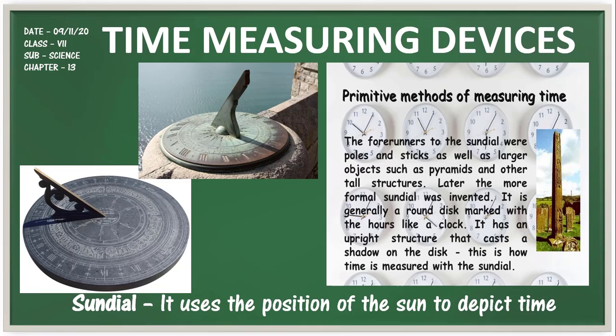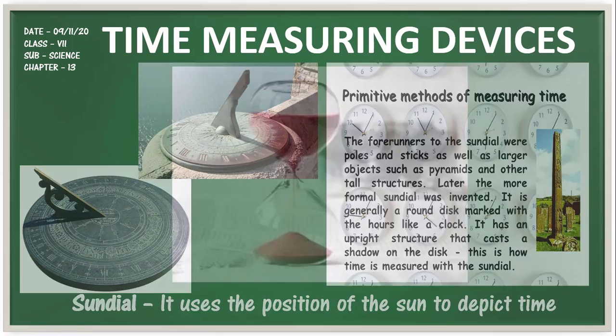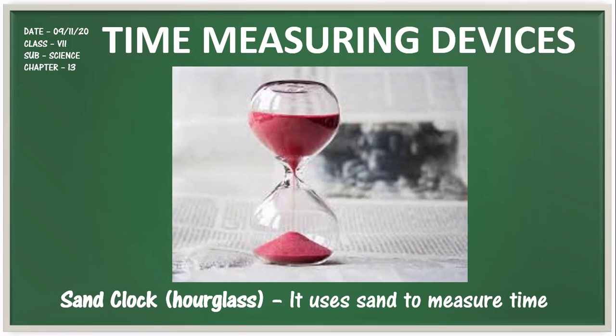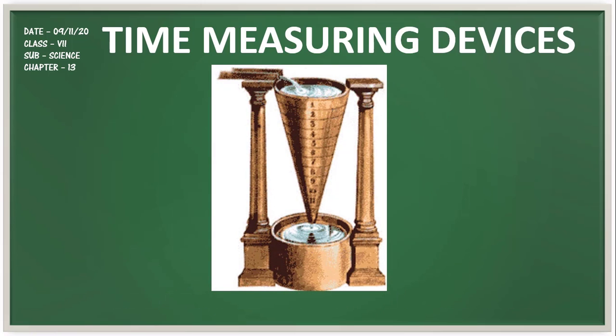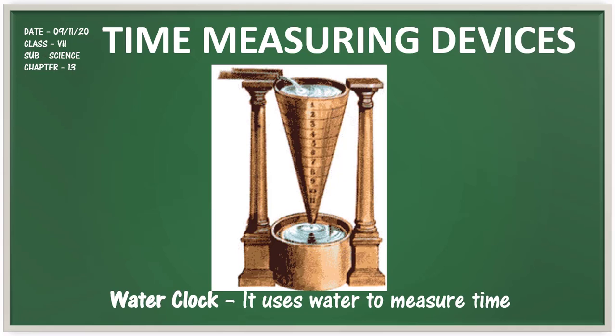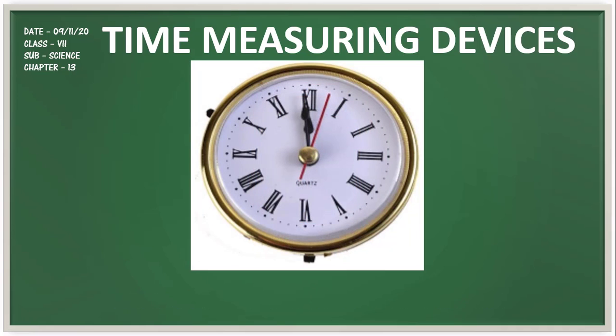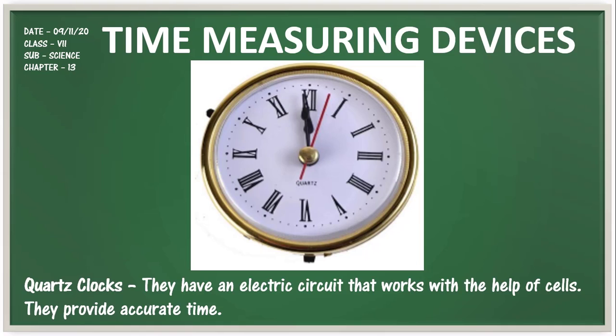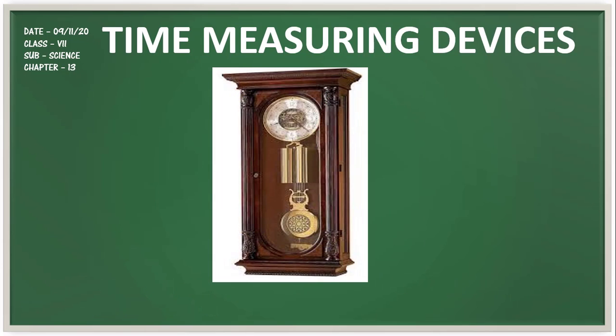Another example, sand clock, also known as hourglass. It uses sand to measure time. Water clock, it uses water to measure time. Quartz clocks, they have an electric circuit that works with the help of cells. They provide accurate time. Pendulum clock, it uses a pendulum to measure time.